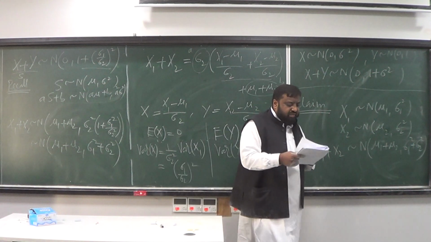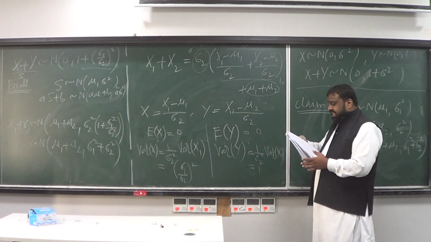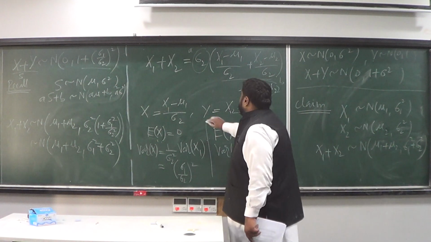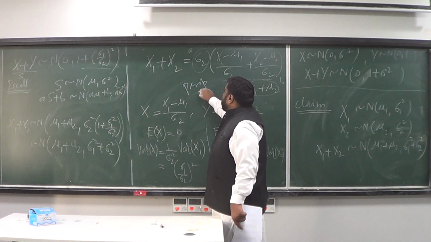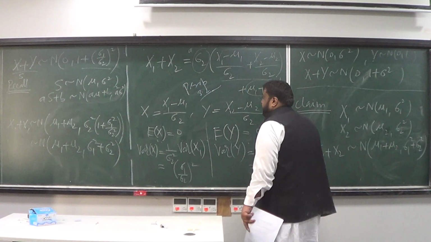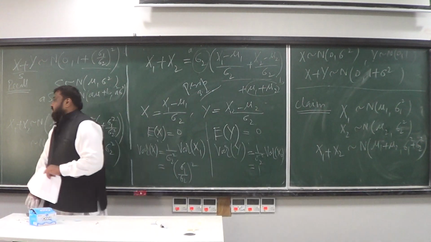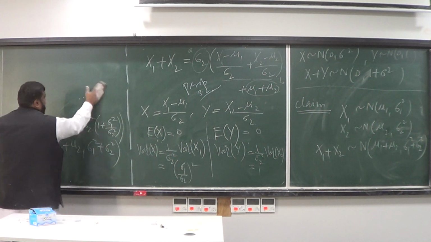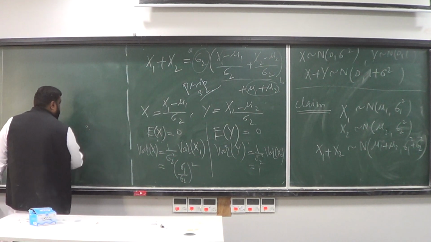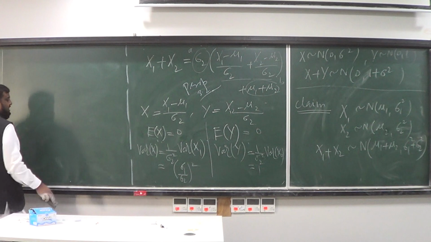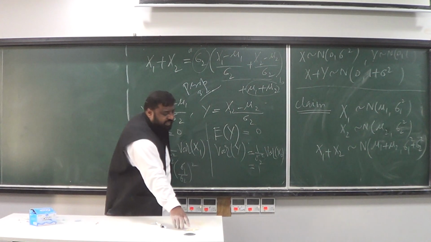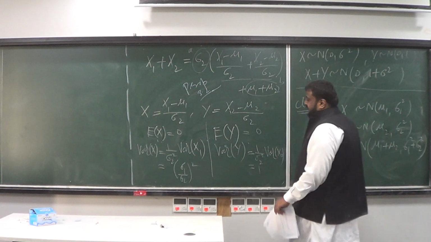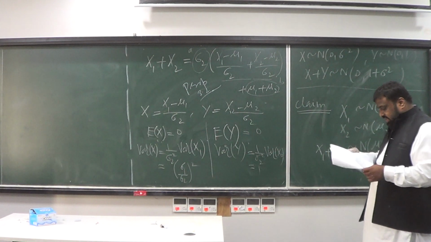Do give a read to the things given in the book, especially Proposition 3.2. Facts, facts, facts. You need to keep the facts in your head. And this is an important fact, that the sum of independent normal random variables is again a normal random variable. This was not true when you were trying to do the uniform distribution.